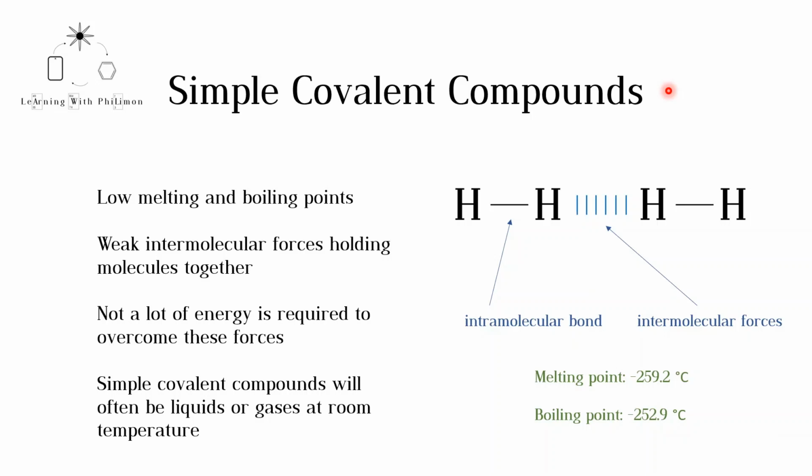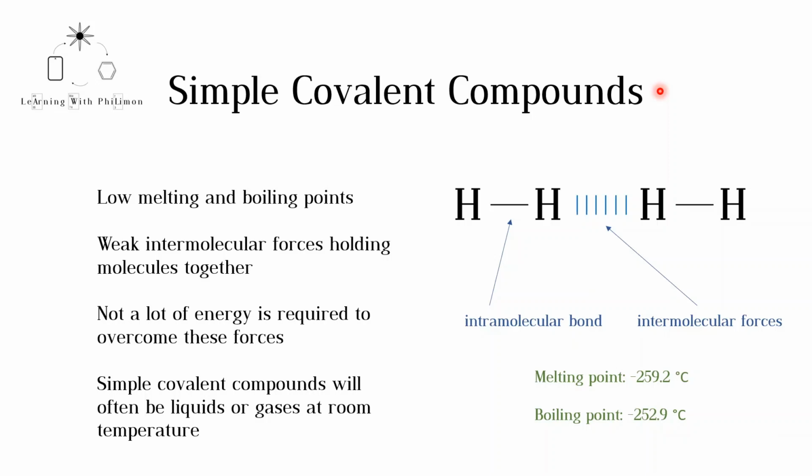In this video, we will be looking at the properties of simple covalent compounds. Simple covalent compounds are molecules that consist only of a few atoms that are covalently bonded. See the next video to learn about macromolecular or giant covalent structures in which a large number of atoms are covalently bonded together. An example of a simple covalent compound is hydrogen, H2.